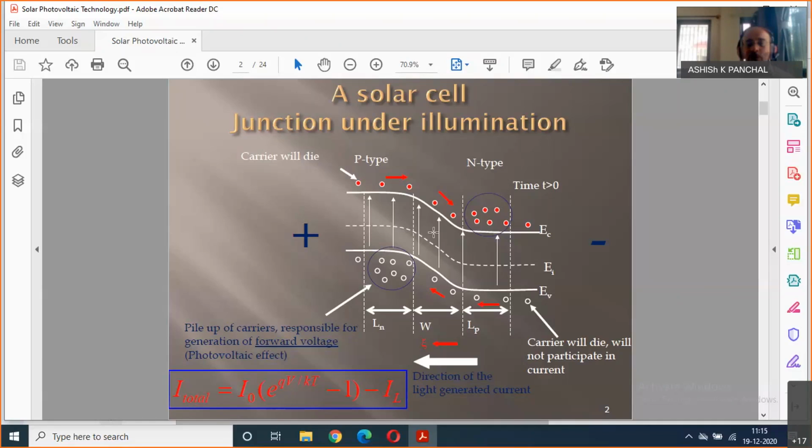Electrons from the N-type and holes from the P-type separate, and a built-in voltage is indicated by this band bending. That built-in voltage is the reason for that 0.6 or 0.5 or whatever voltage you take. It is an inherent voltage developed, known as the built-in voltage.